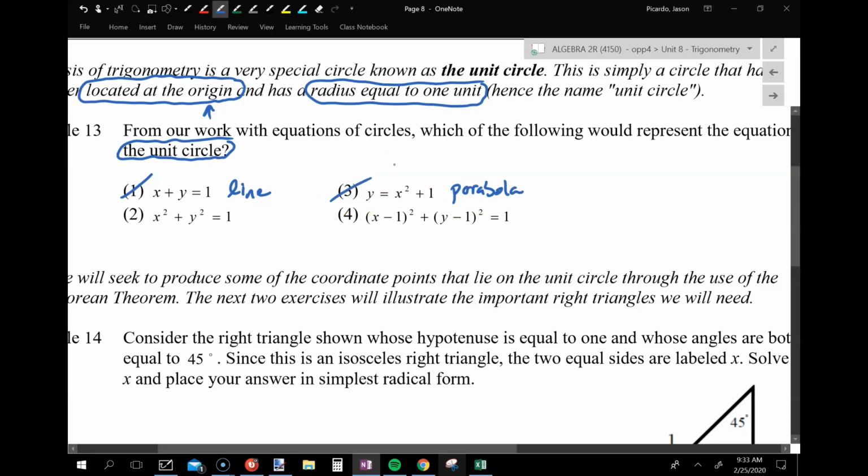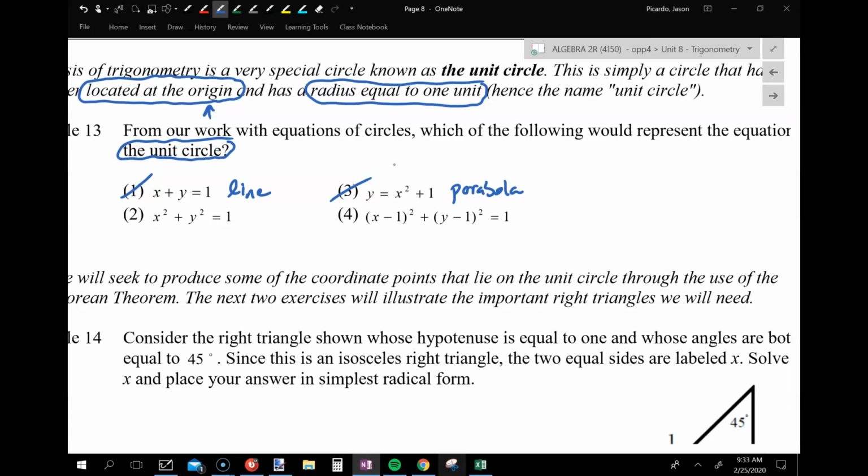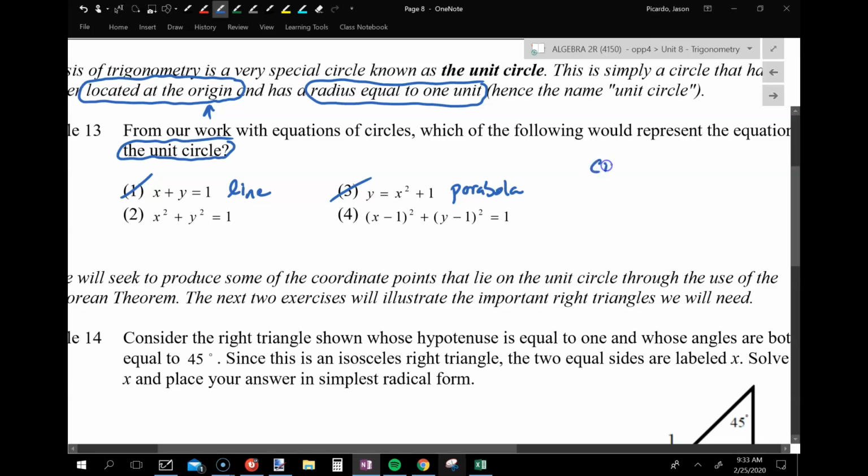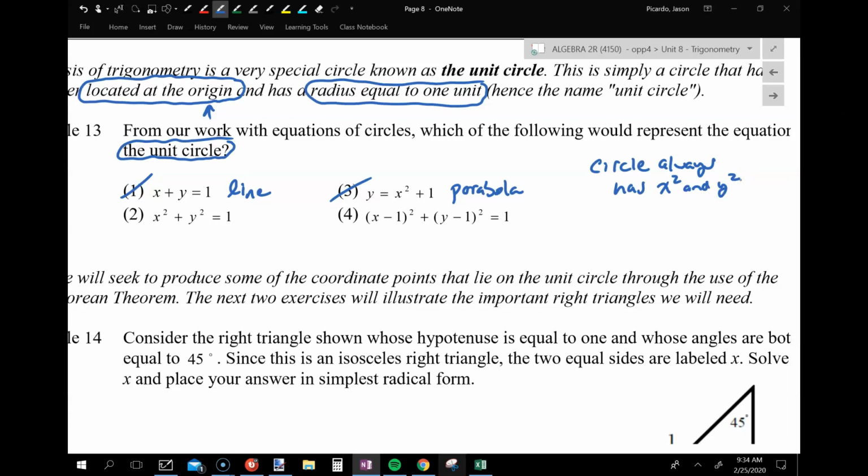So here's how I know it's either choice 2 or 4. What do you notice about both x and y in choice 4 and choice 2? They're both being squared. A circle always has an x squared and a y squared. Now, if you didn't take geometry last year, you don't know what I'm talking about right now. So don't really worry about it, because that's not the lesson.